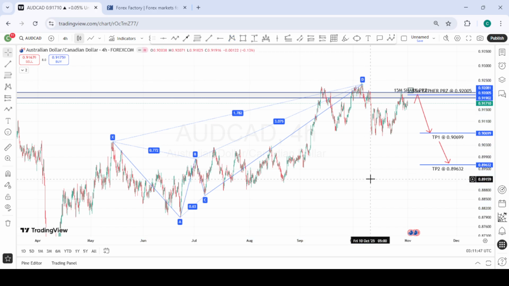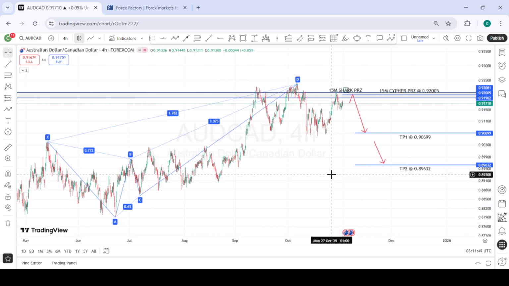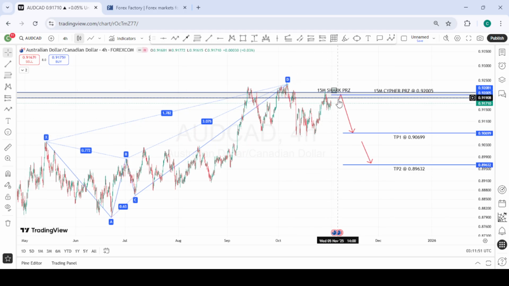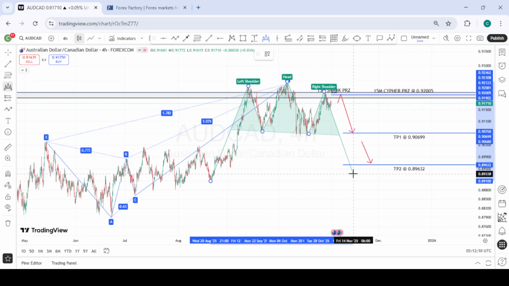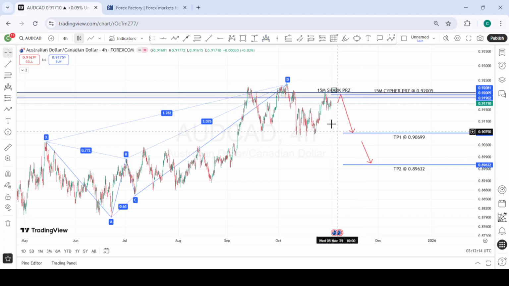So price played out as a crab pattern for AUDCAD, and now we are looking for selling confirmation to the downside. And as you can see, this is a head and shoulder formation we are seeing here. For this head and shoulder formation, we can see clearly this is our left shoulder, the head, possible right shoulder, and then we are going to take the sell to the downside. So we are looking out for these potential sells in this zone.